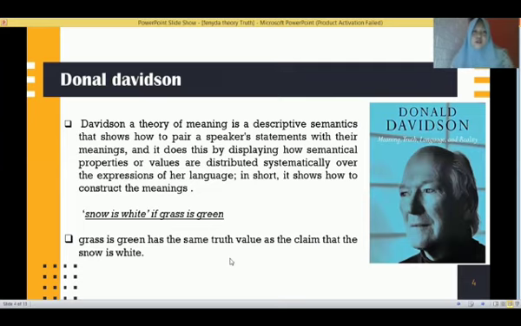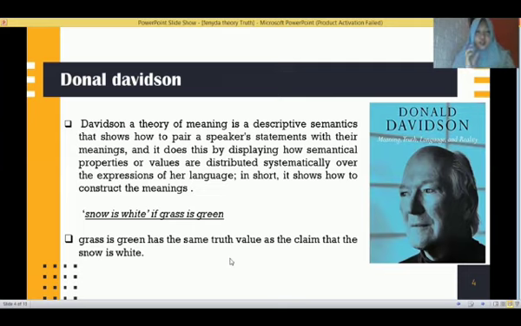Donald Davidson is a professor at the same university as Alfred Tarski, but he developed Tarski's idea. What is the theory of Davidson? For Davidson, a theory of meaning is a descriptive semantics that shows how to pair a speaker's statement with its meaning, and it does this by displaying how semantical properties or values are distributed systematically over the expressions of a language. In short, it shows how to construct the meaning.